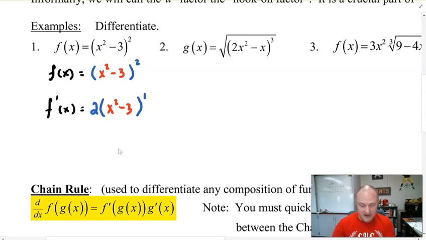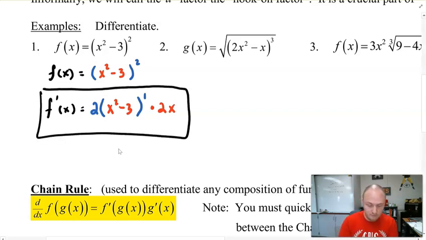Now I have to take the derivative of the inside. I'm going to multiply times the derivative of the inside. Power rule gives me 2x. The derivative of negative 3 is 0. So we're done. That is it. There is your chain rule.